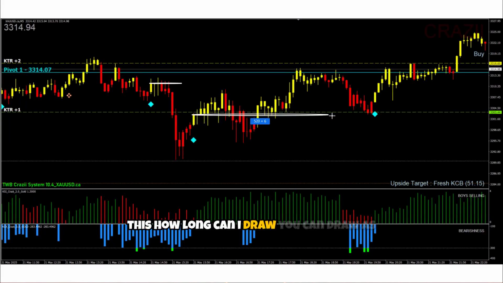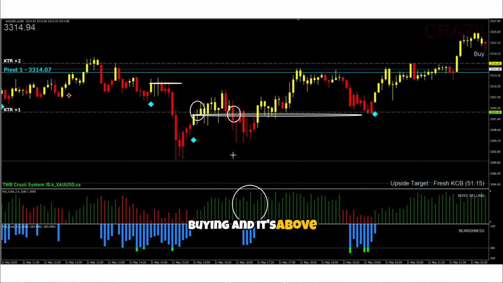Now, the thing is this, how long can I draw? You can draw as long as possible until you see there's a turnaround or new diamond. So in this case, you will long first, then probably you may want to short some, but the boys are buying and it's above the OP, right? So the size should be lesser. Then when the market goes above the line again, you can buy back more quantity because it's above OP and it's a buy signal with the boys buying, retail buying, then yes, the price goes up.